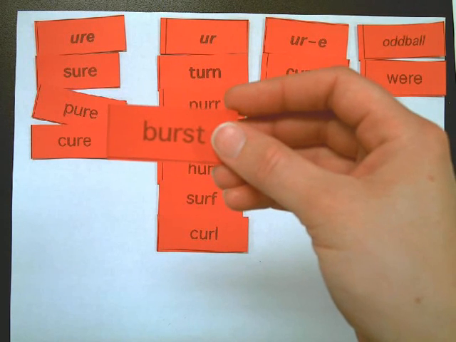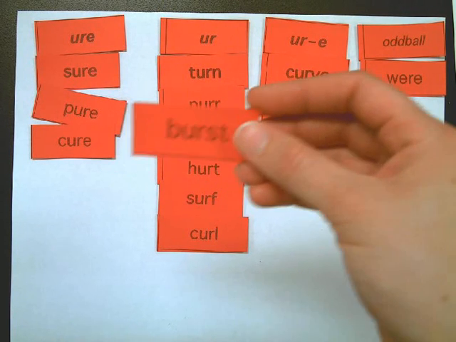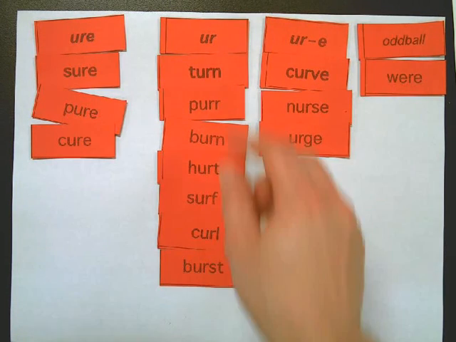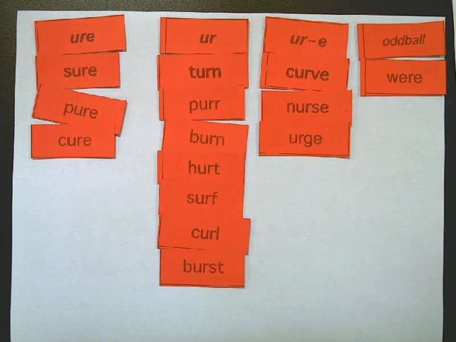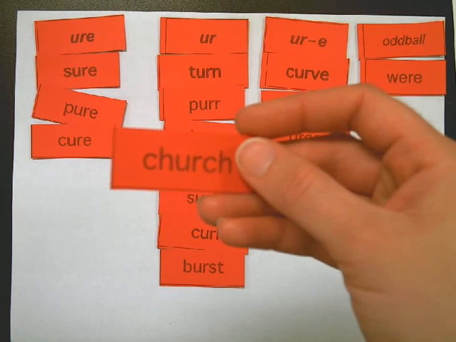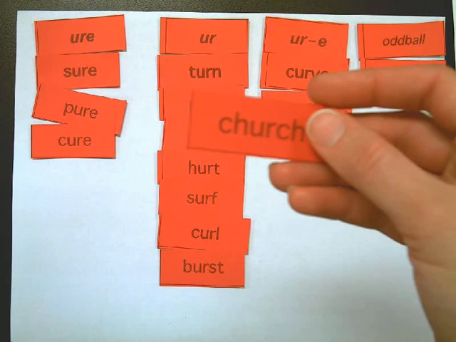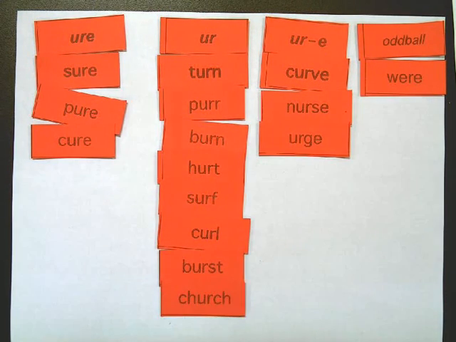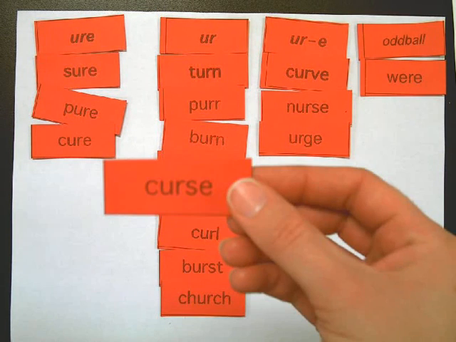Continuing to sort, this is the word burst, like the balloon burst when it hit the tree. Again, we hear an UR sound, and since there's no E at the end of this word, we'll put it under the UR column. Here's the word church. I hear an UR sound, and without an E at the end of the word, I know that it belongs here.